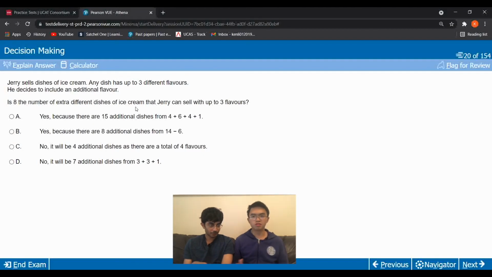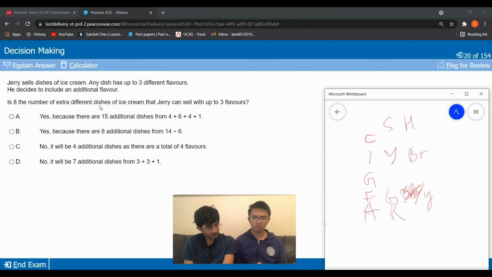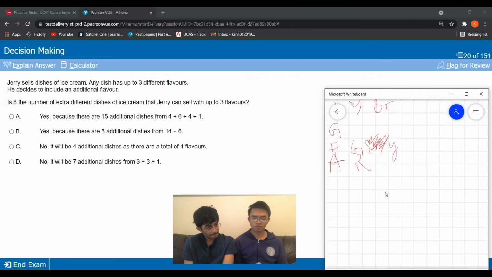Over to you for this probability question. Right, so Jason's dishes of ice cream. Any dish has up to 3 flavours. He chose to include an extra flavour. Is 8 the number of extra different dishes of ice cream that Jerry can sell with up to 3 flavours? What? Oh, any dish can have up to 3 flavours. Right.